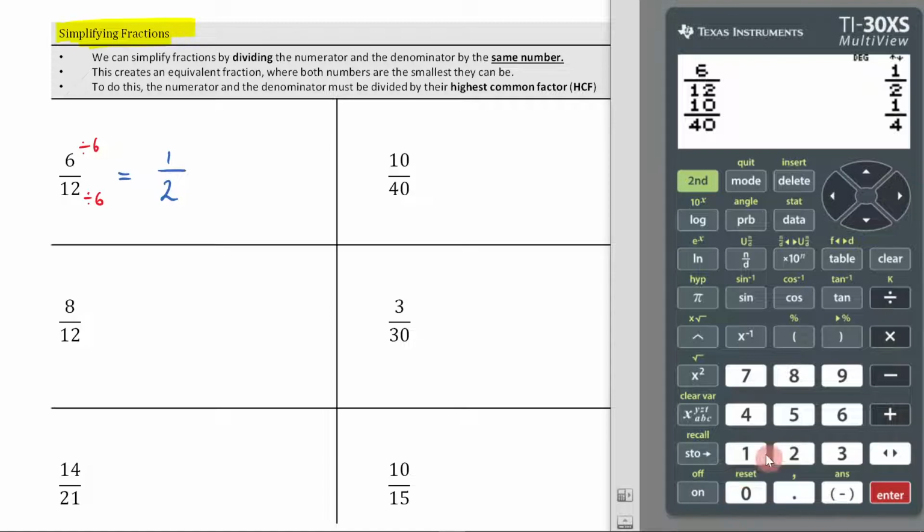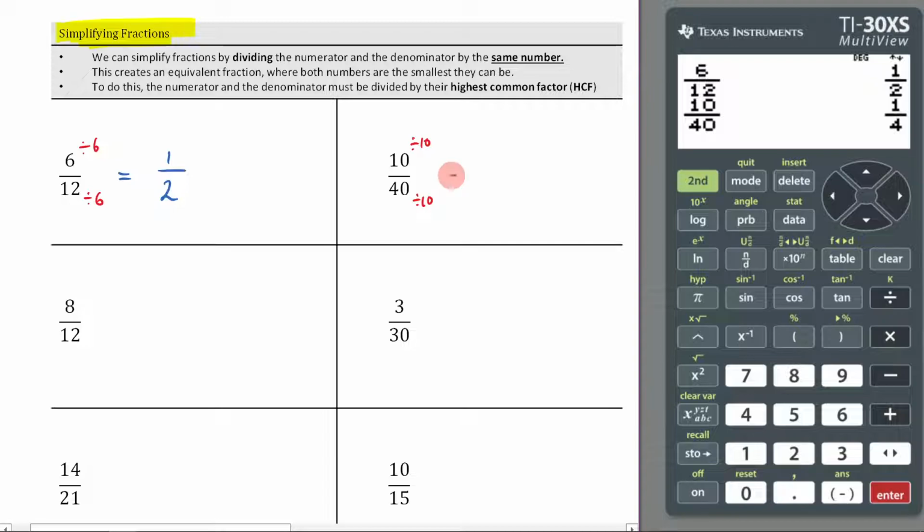1 on 4. And sure enough, when we do it for ourselves, we can come over here and go, all right, divide by 10, because that's the highest common factor of 10 and 40. And when I do that, what I'm going to end up with is 1 on 4, just like that.